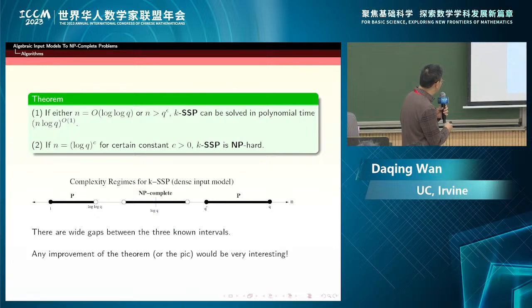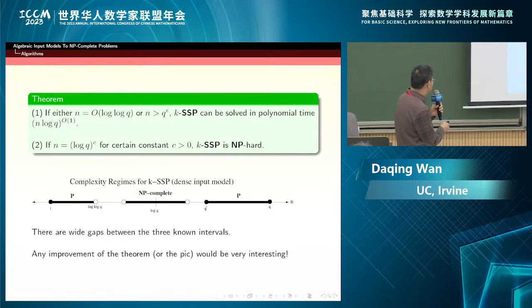So n varies from 1 all the way up to Q. And we know if n is about log Q to a power, then this in general is NP complete, it's NP hard in this range. That's difficult. So in this range, the problem is difficult.